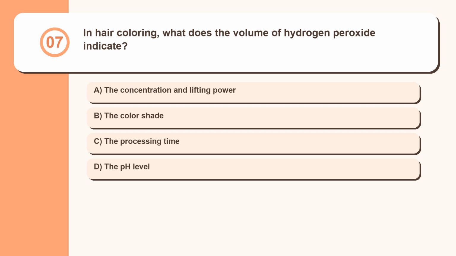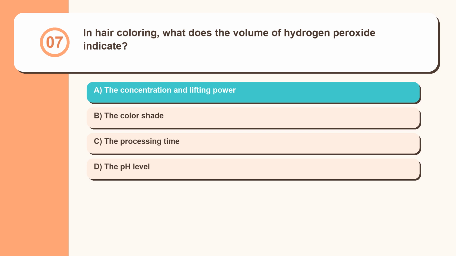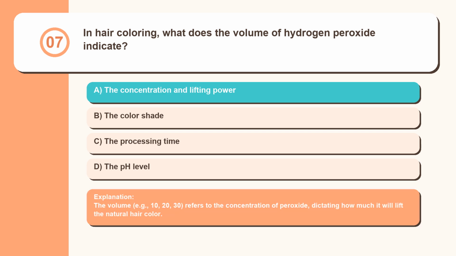Question 7. In hair coloring, what does the volume of hydrogen peroxide indicate? The concentration and lifting power, the color shade, the processing time, the pH level. The volume, for example 10, 20, 30, refers to the concentration of peroxide, dictating how much it will lift the natural hair color.